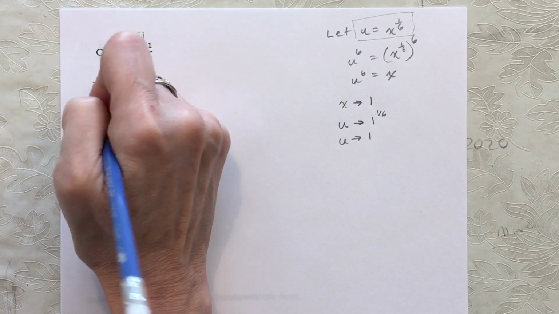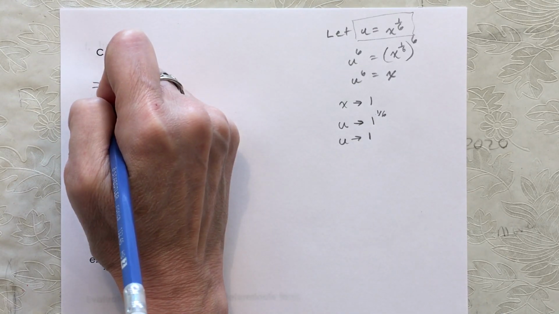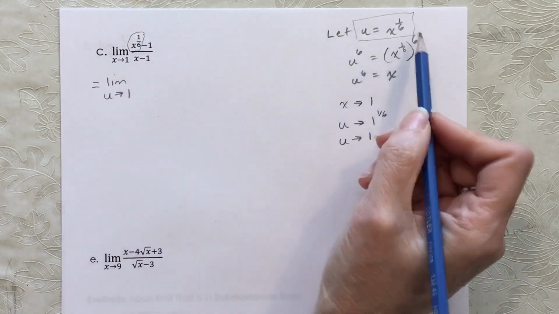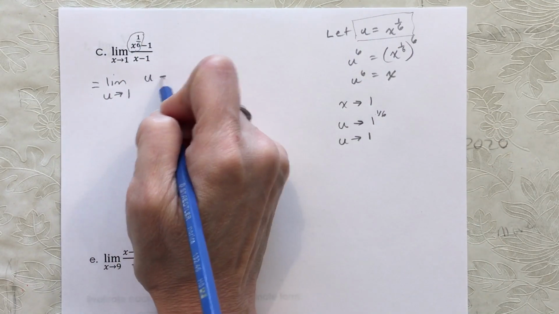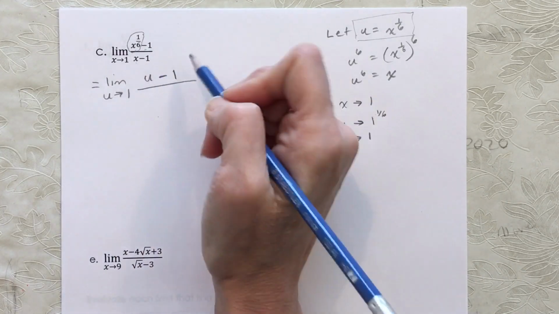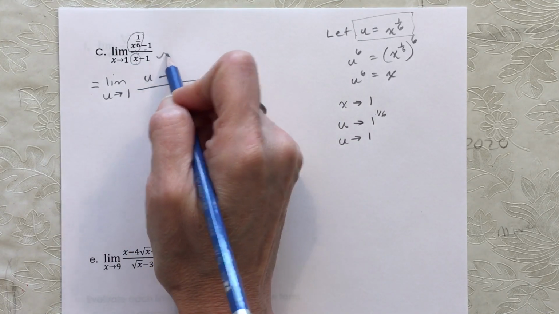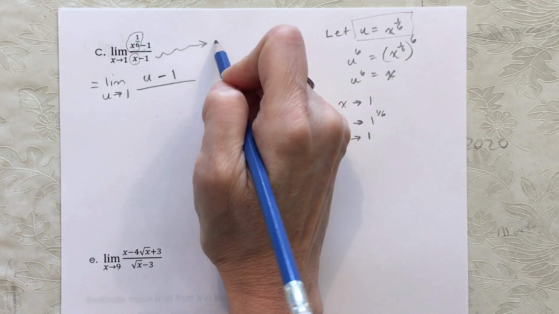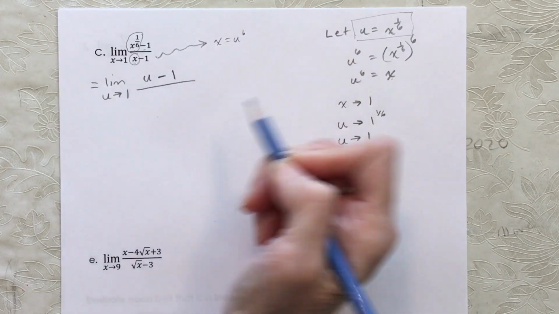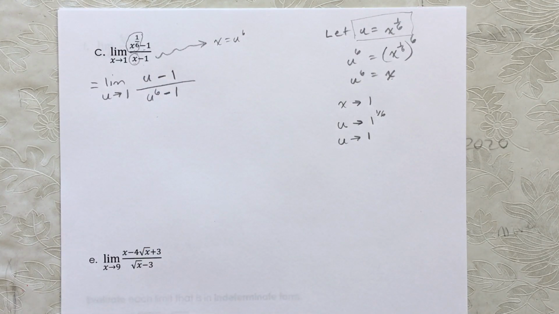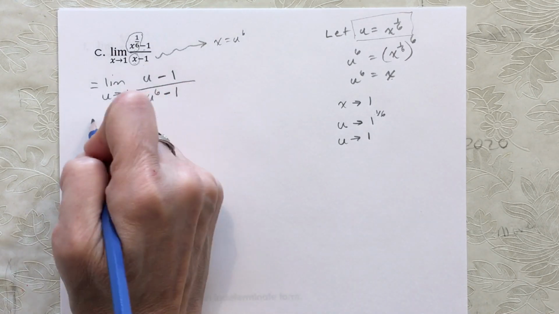And now we can start changing our limit over. So limit as x approaches 1 changes to limit as u approaches 1. That was easy. X to the 1/6 we defined to be u minus 1 still. And x, so this part is probably the, well, it's not too bad in here, but we figured out that x was u to the 6, so that's easy. We can replace x with u to the 6, but we still have this minus 1.